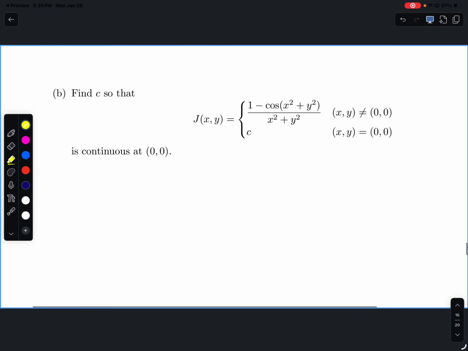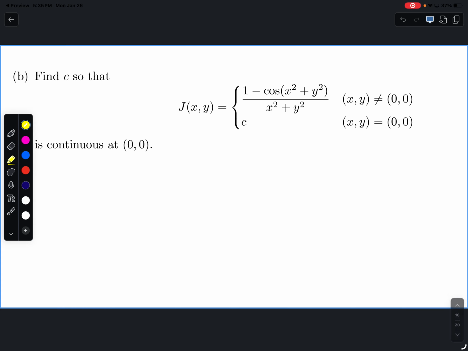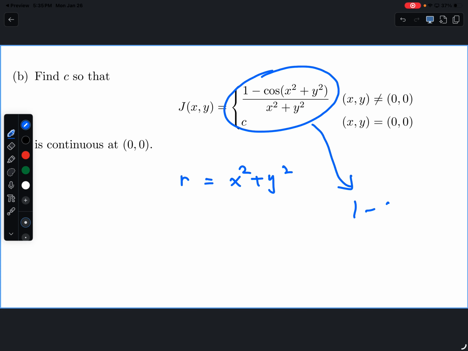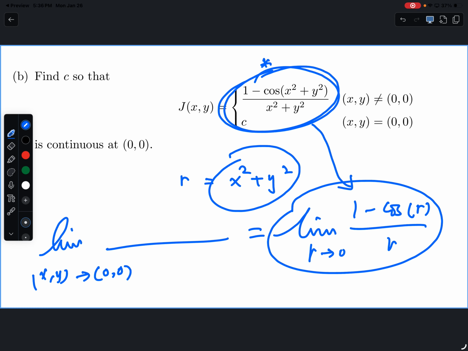And we also discussed a question similar to this one at the end of section 12.6. What you can do is take x squared plus y squared to be equal to r, or in practice we take it equal to r squared, but let's say it is r. Then this function will be (1 minus cosine r) divided by r. And whenever x, y both go to 0, it means r goes to 0. So the limit of this actual function, this star, as (x, y) goes to (0, 0), is the same as this limit.